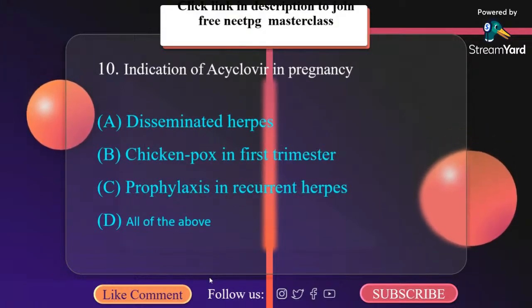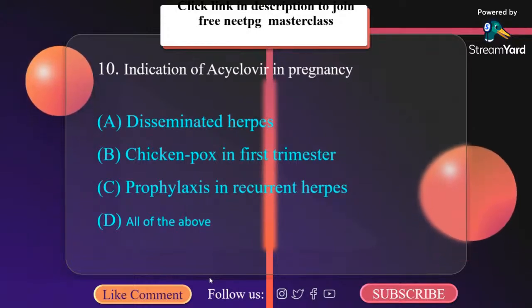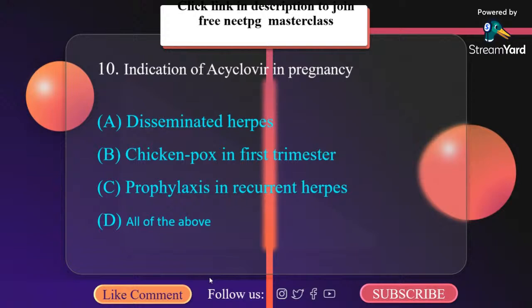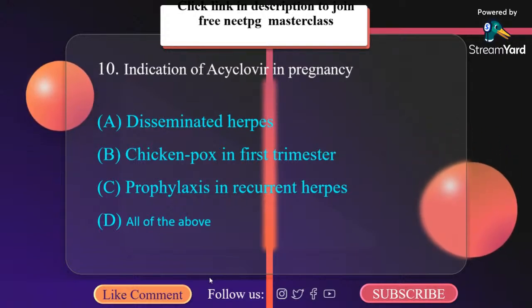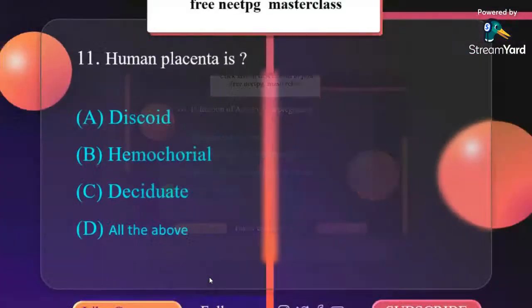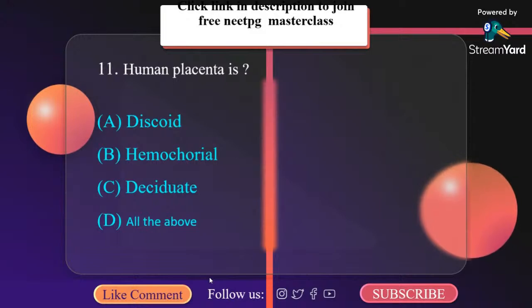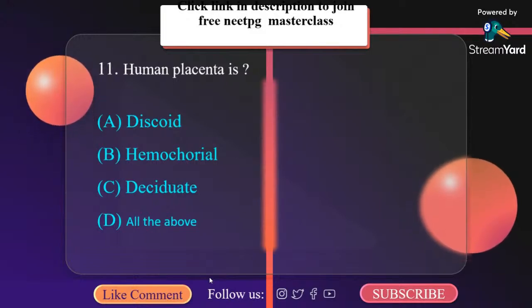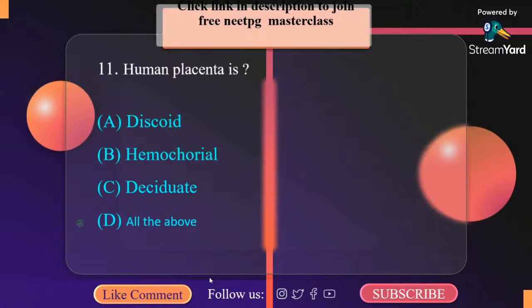The indication of acyclovir in pregnancy is A. Disseminated herpes, B. Chickenpox in first trimester, C. Prophylaxis in recurrent herpes, D. All of them. It is all of them. Human placenta is A. Discoid, B. Hemochorial, C. Deciduate, D. All of them. It is all of them.